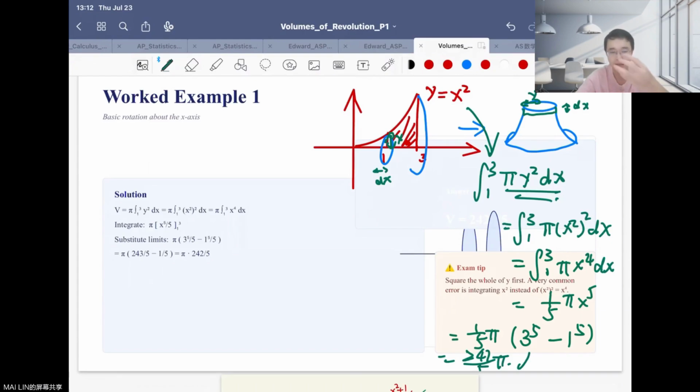That's the basic understanding of the volume of revolution. I hope you can truly understand cutting the shape into different cylinders and adding the volumes of the cylinders together. That gives the total volume of the shape.